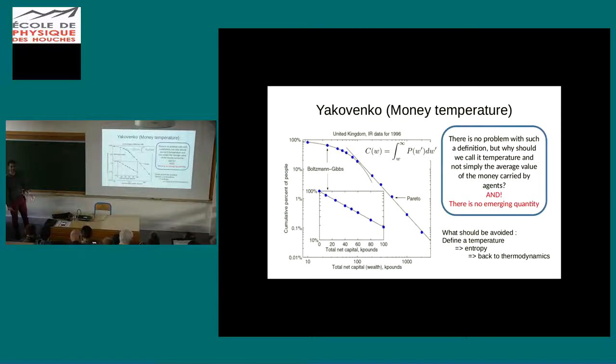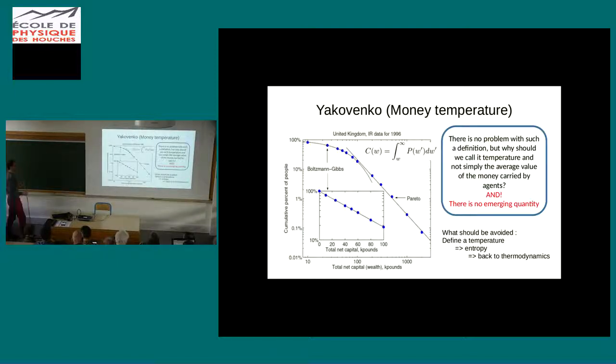to the wealth distribution in the particular case of the United Kingdom, what we observe is this, with two distributions which are very well separated here. So we have a log-log figure. We have two distributions, the first one here, which is exponential, and the second one, which looks like a power law, which is a Pareto law.